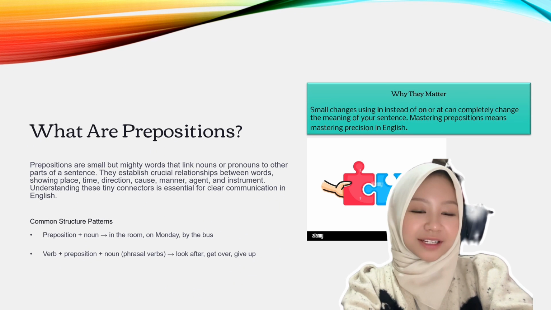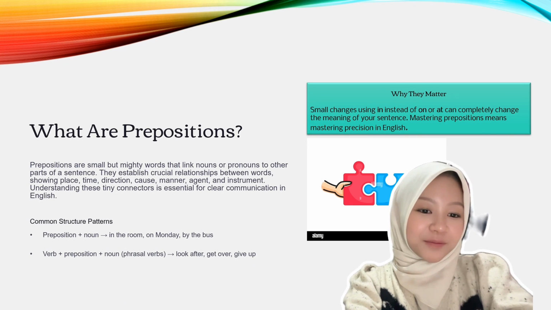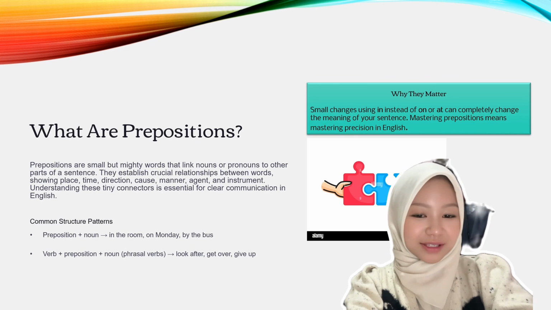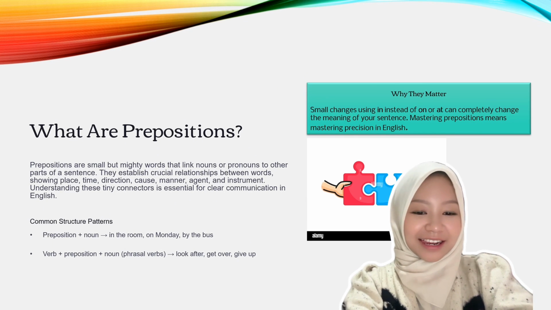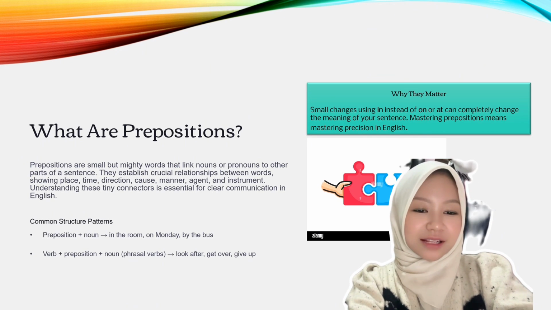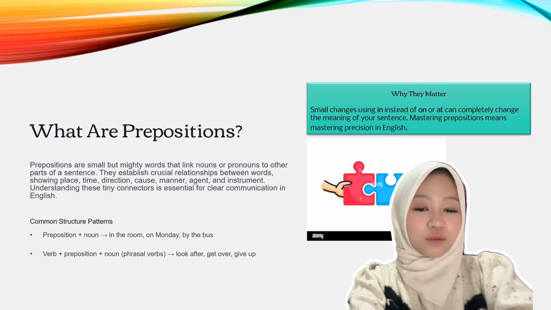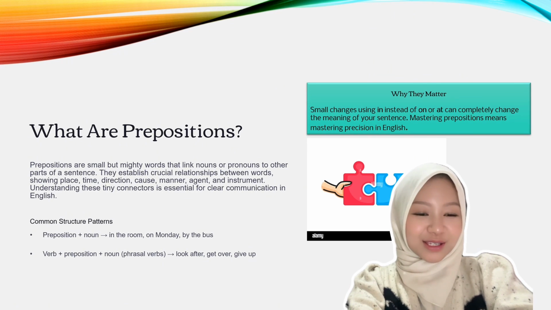Prepositions are words that connect nouns or pronouns to the rest of the sentence. They show relationships like place, time, direction, or cause. For example, in the room, on Monday, and by the bus. We also see them in phrasal verbs like look after or give up. If we use the wrong preposition, the meaning often changes. So, choosing the right one is important.